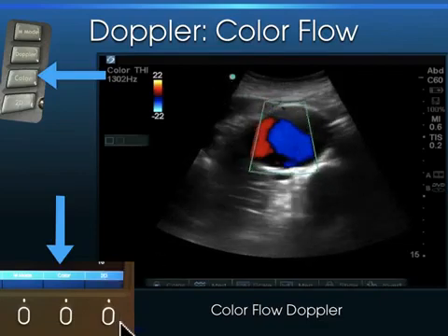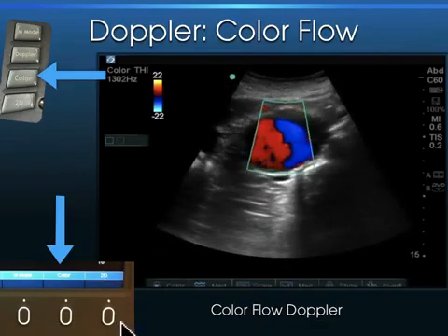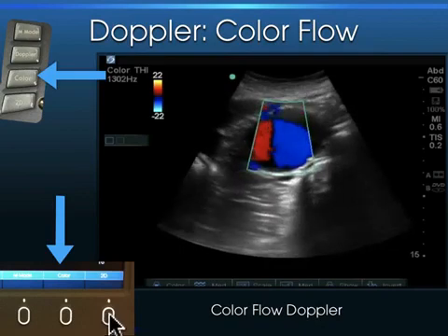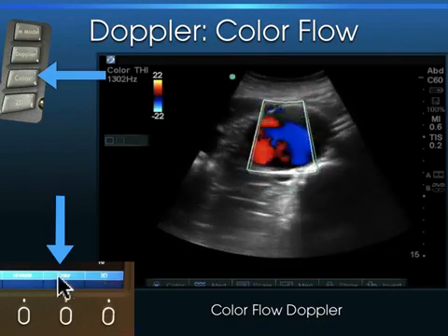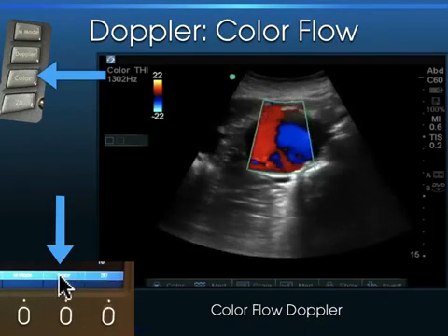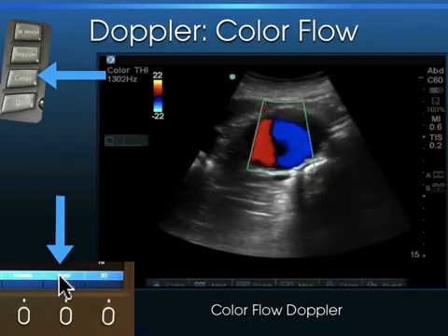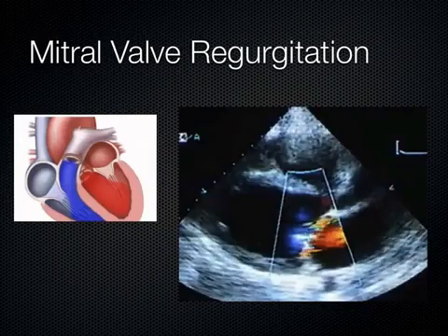And the way we activate this flow, we come down here after we hit mode. Here's the different modes. Well, there's 2D, which is just straight up brightness mode. There's color, which is what we're seeing here. So you're going to activate that color, and then you're going to see this gate, this color box pop up on the screen, and you're going to place that over the valve.